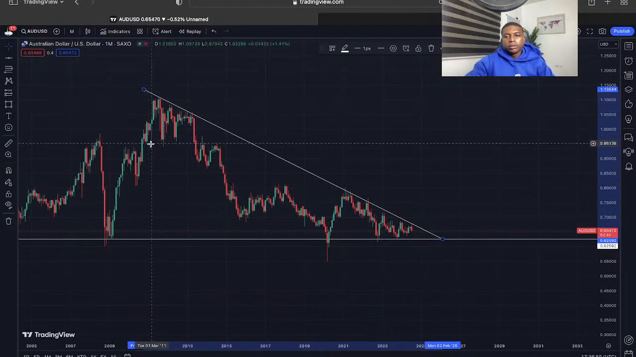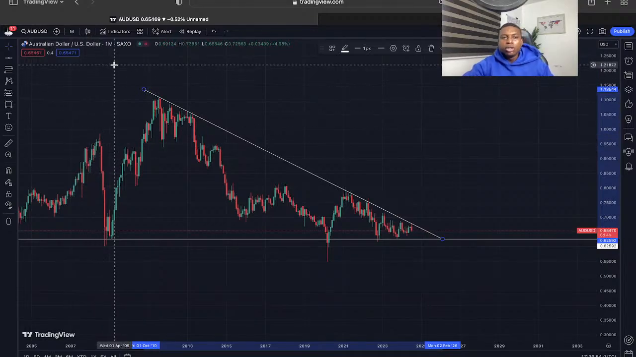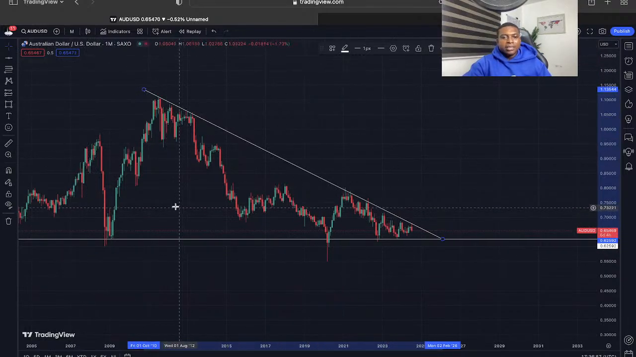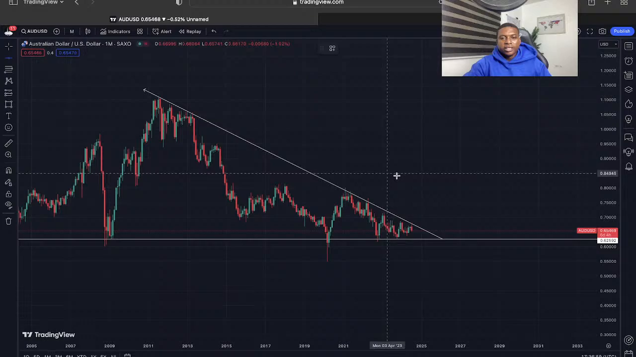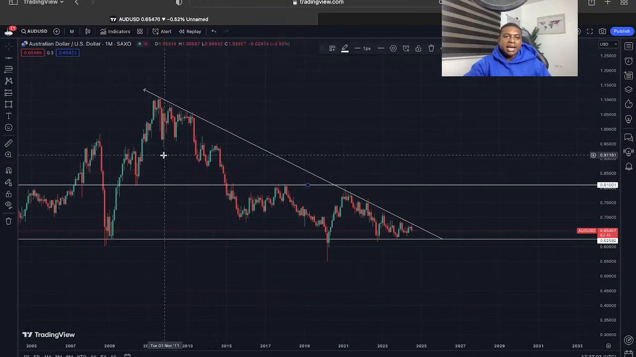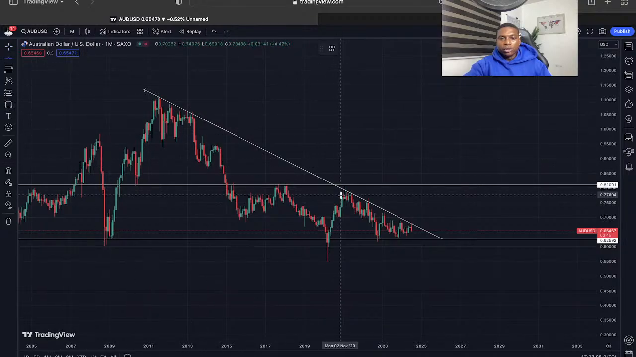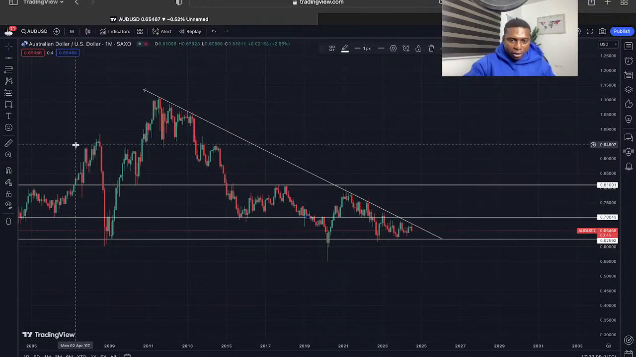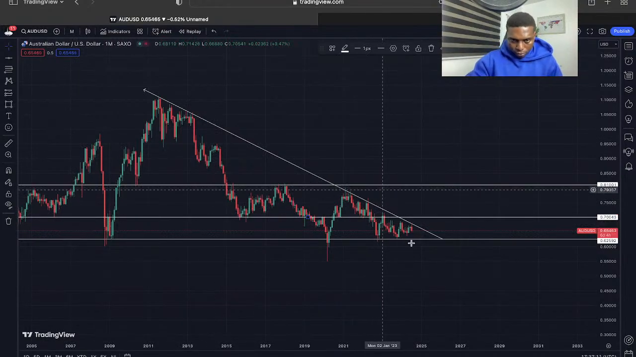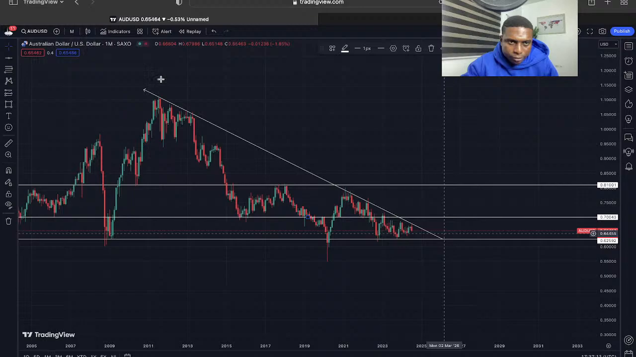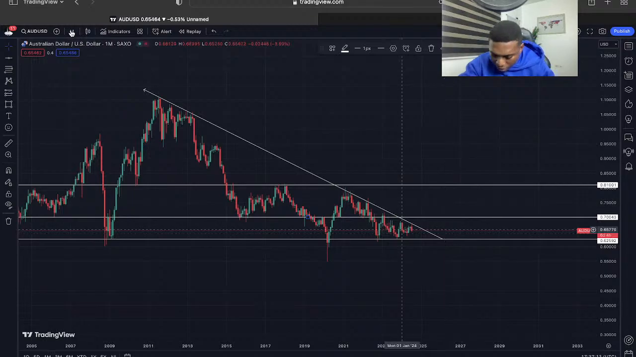So, the market is currently in an overall downtrend on AUD USD, and it looks more like the bears are very active on AUD USD. All right, so let's pick out levels of support and resistance. Now, let's go down to the weekly time frame.